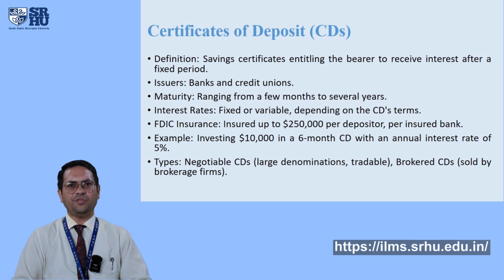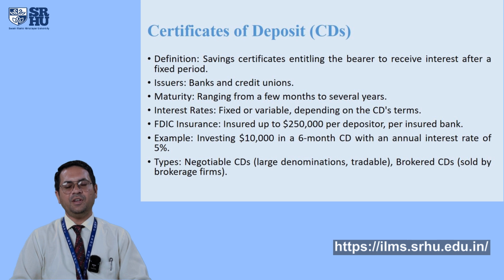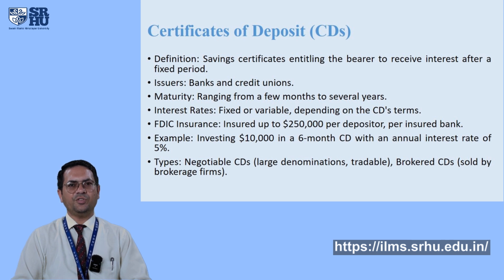Maturities of CDs can range from a few months to several years also. Though short-term CDs, especially those under 1 year, are what we typically encounter in the money market. These are the two notable types of CDs. Negotiable CDs, which are typically issued in large denominations and can be traded in the secondary market also, and brokered CDs, which are sold through brokerage firms.